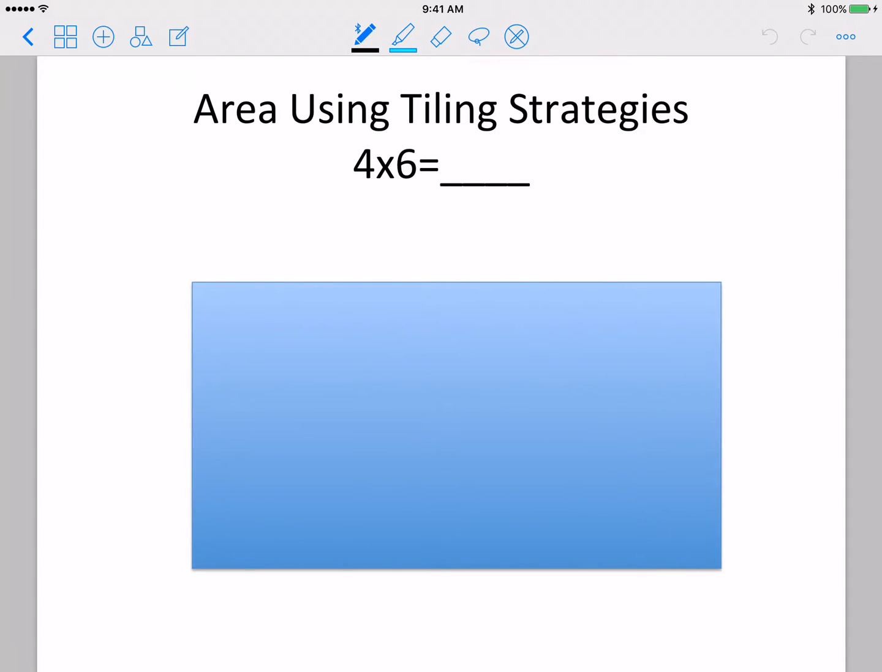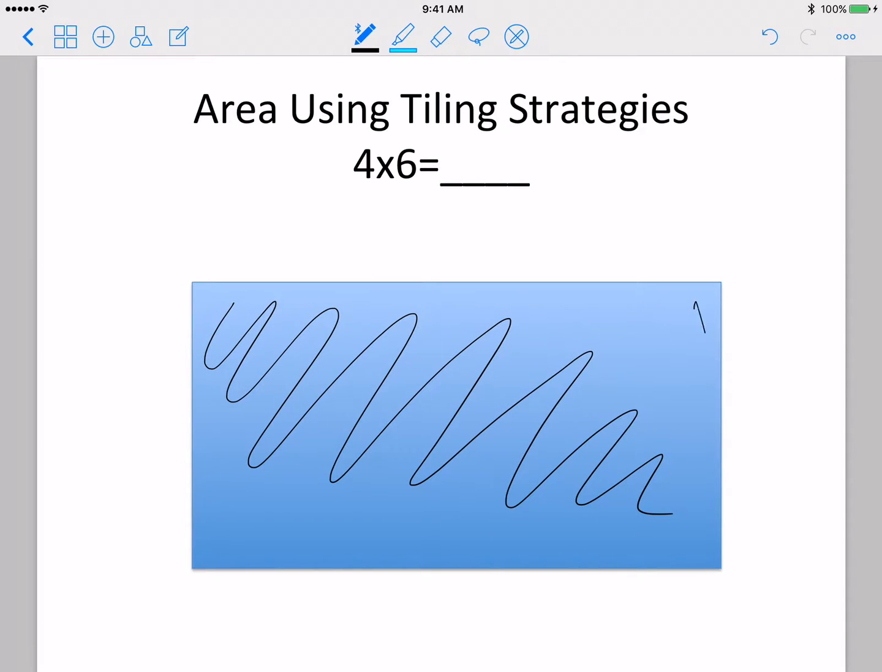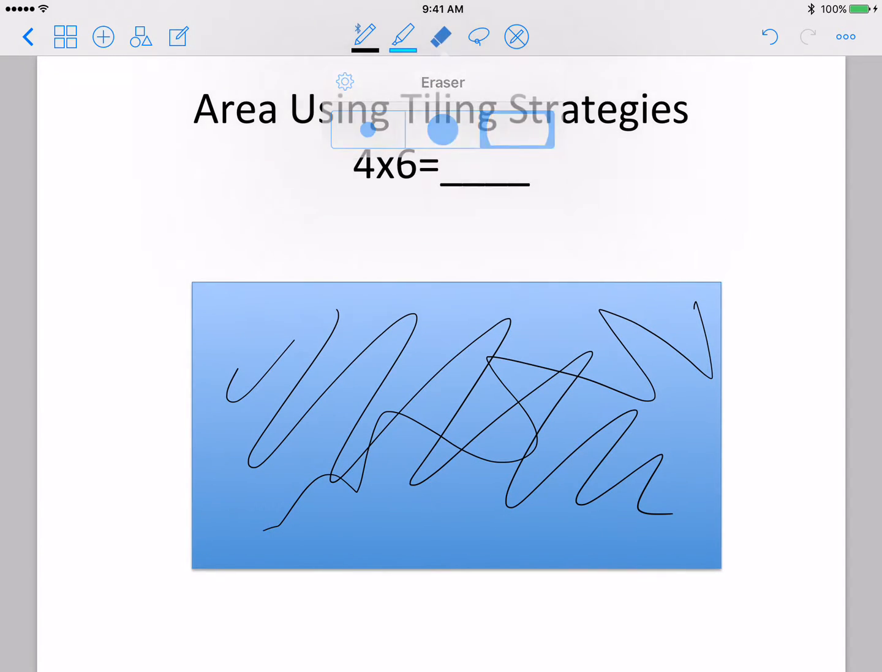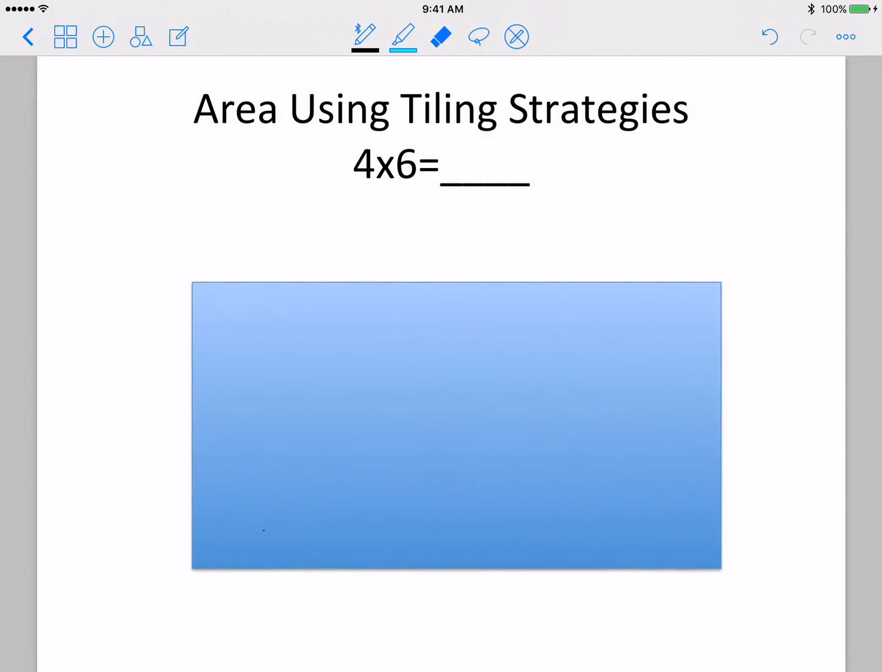To begin, this is a basic strategy, but a strategy that is important to understand because when we're finding the area, we're determining the amount of space inside of an object. We want to know all this space. We measure that space with unit tiles. So a strategy that we use to determine area is to actually tile a rectangle or a square or a shape.